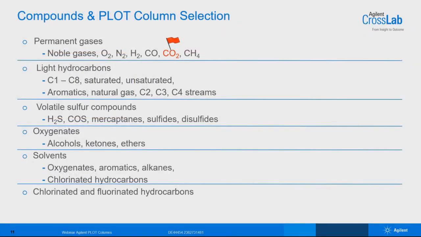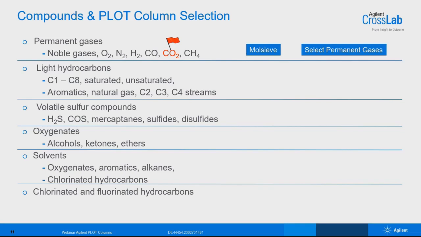We'll quickly go through the types of PLOT columns and the separations they're used for. Permanent gas analysis, noble gases included, can only be separated efficiently using mole-sieve or zeolite columns. The Select Permanent Gases column is a combination of two columns, with one of them being the mole-sieve type. Put a red flag on CO2, carbon dioxide. It's always the compound that spoils the separation party on the mole-sieve column, as it adsorbs on the mole-sieve material and it requires proper high temperature conditioning to remove it.